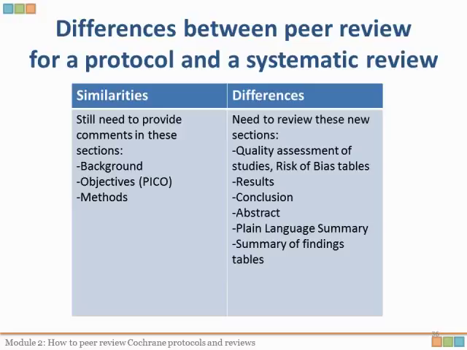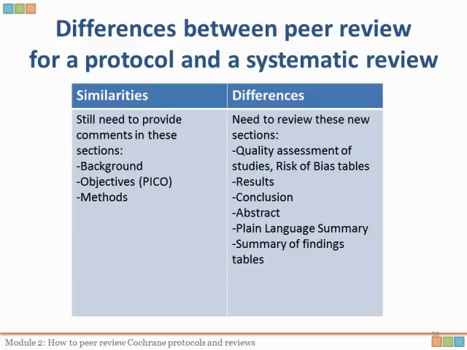However, there will be some important additions in the systematic review. There are new sections that you will need to review since the authors have now conducted the systematic review and reported their results. When providing peer review of a systematic review, you will need to provide comments about how the quality of the studies were assessed.